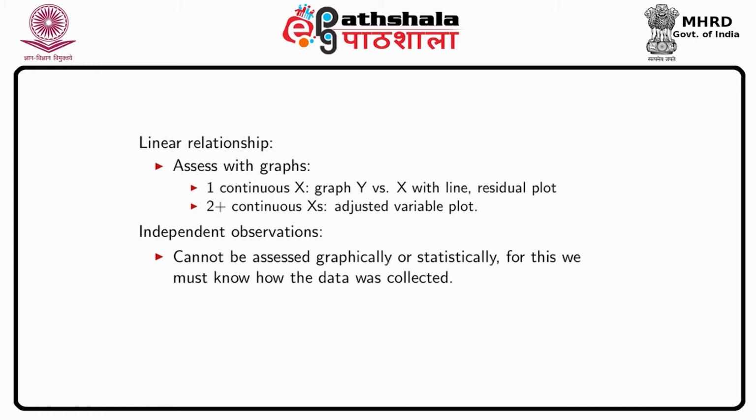Now coming to the second assumption, the independence of the observations from the population. So are all the people surveyed independent from one another? This cannot be assessed statistically or graphically, but we know where the data has come from. If there has been a simple random process of collecting data or selecting respondents, then we know that the independence of observations assumption is also satisfied.